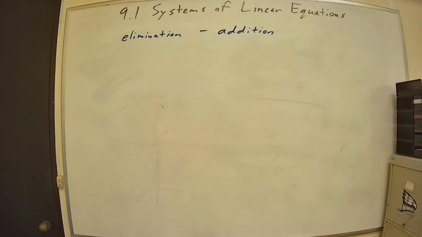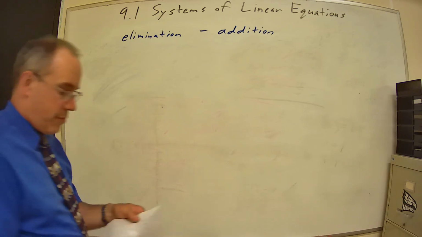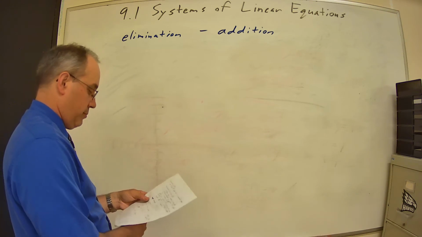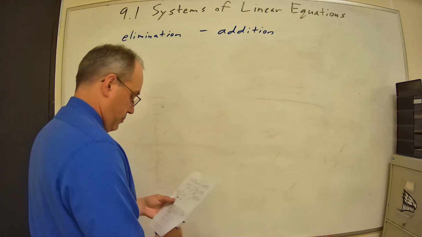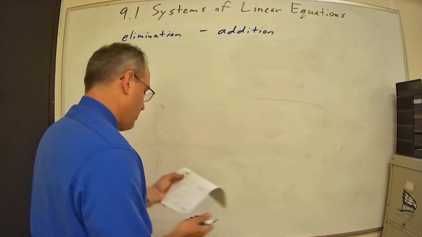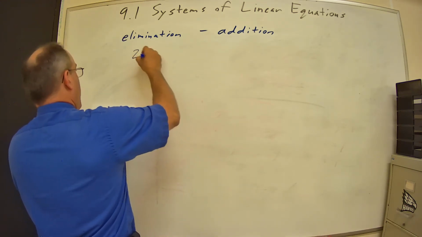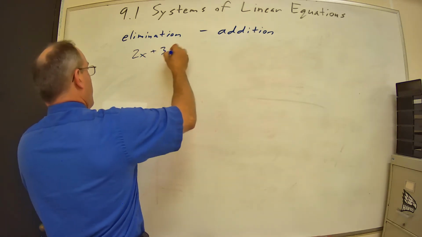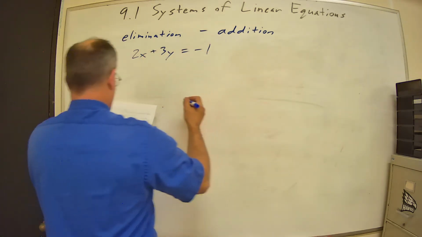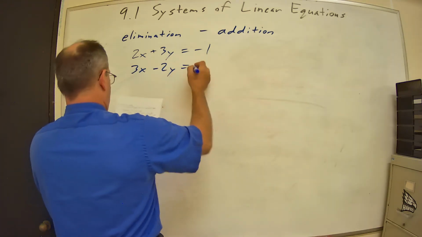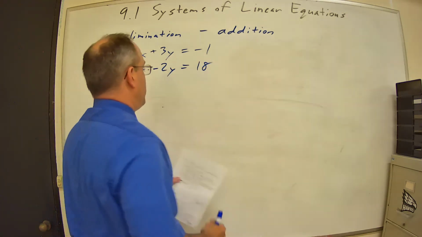So let's get a system of equations and see what we can do. So we have 2x plus 3y is equal to negative 1. And we have 3x minus 2y is equal to 18.